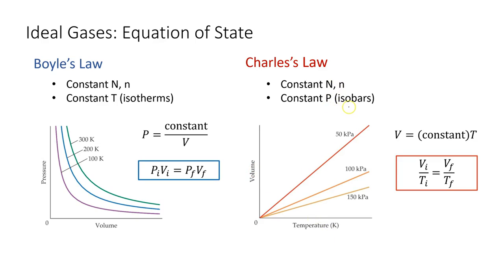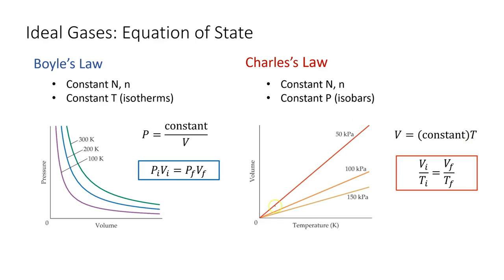Again, iso refers to the same and bar refers to the pressure. So each of these plots that are the same color refer to plots at the same pressure. Here you can see the yellow plot is at 150 kilopascals, the orange is at 100 kilopascals, and the red is at 50 kilopascals. All right, and so you can see that these plots are just straight lines. So we have this direct proportionality between V and T.